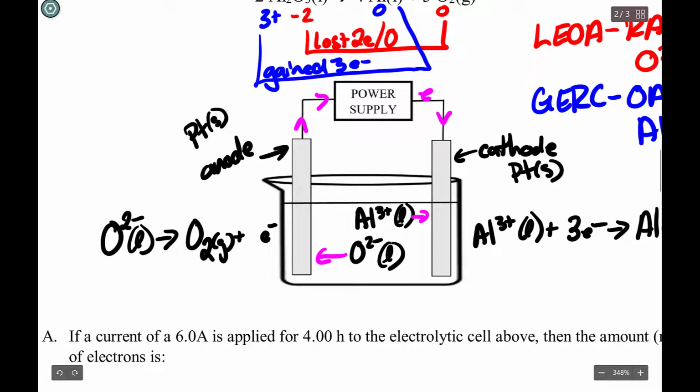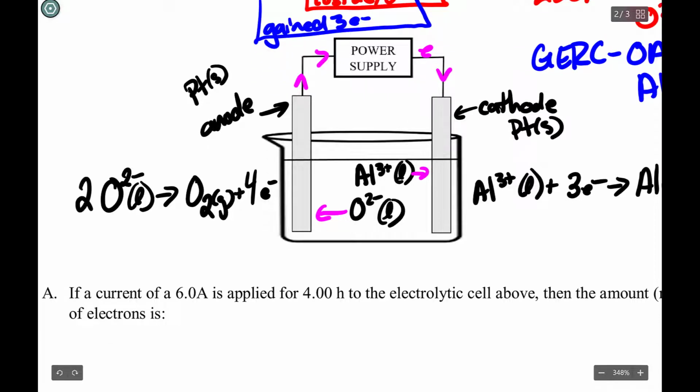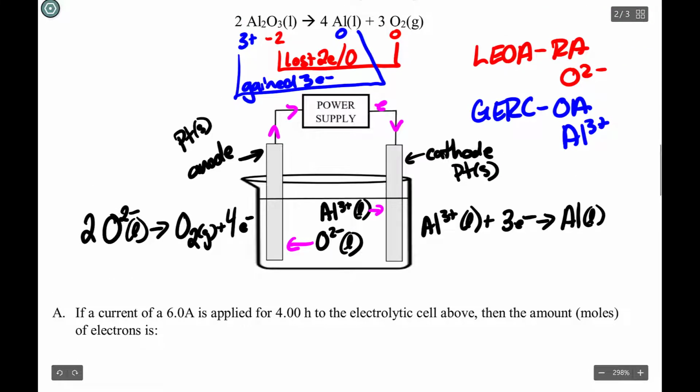I should say 4 electrons. This would have to be a 2. Good. All right. So that's how the cell would operate. Those are our reaction number of electrons total here. This makes sense. If I was to balance this out, I'd have to multiply the O2- by 3 in order to get my 12 electrons, and the other side I'd have to multiply by 4 to get my 12 electrons. So that's just a review of the molten cell.